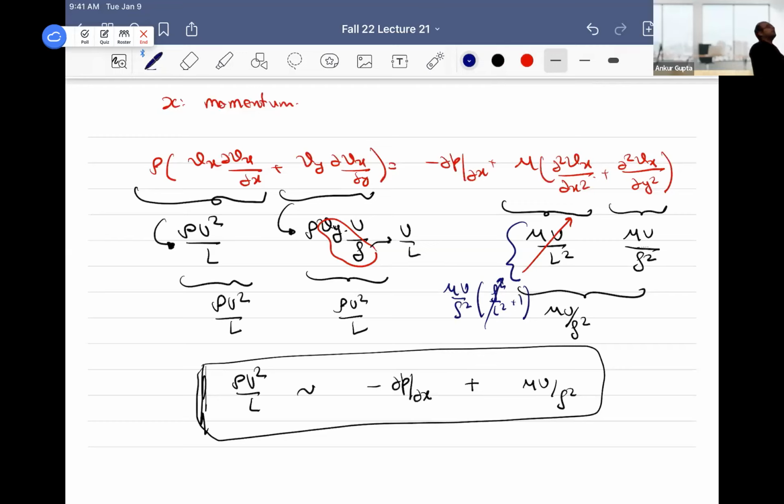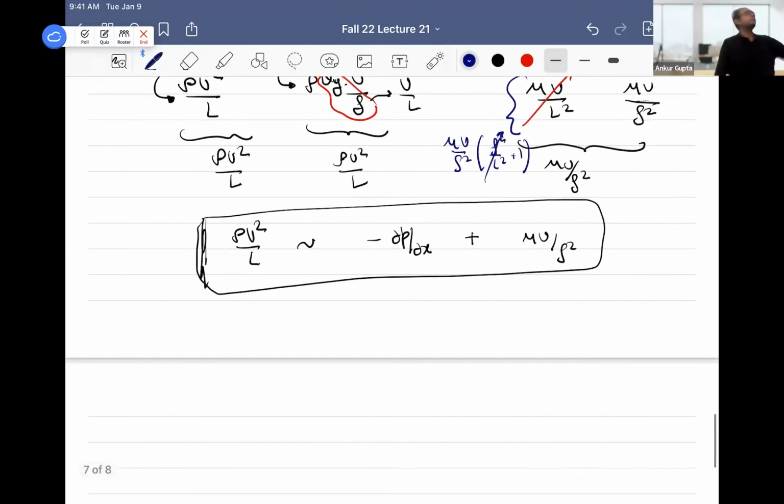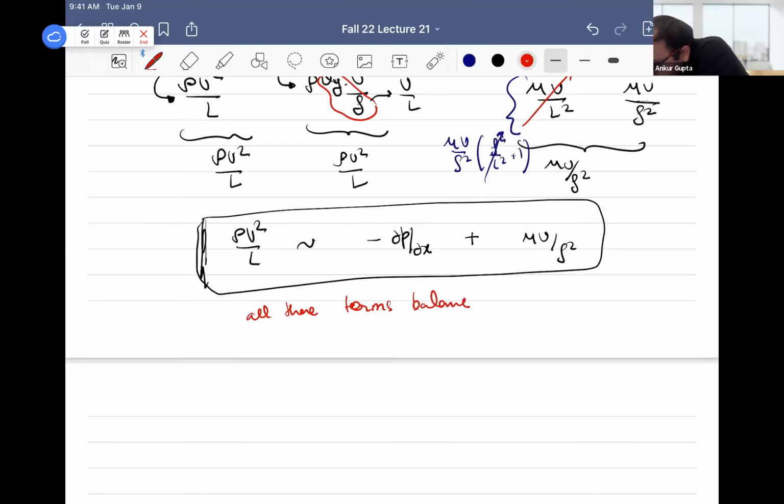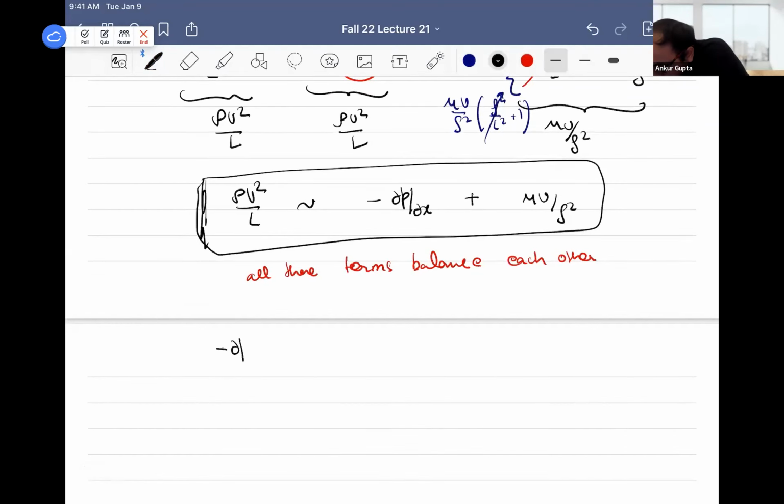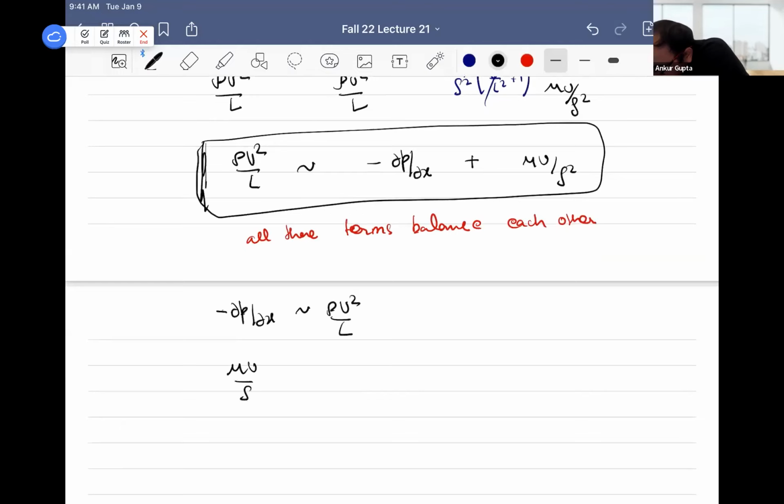Now, very important here is that at this scale, all three terms are in balance with each other. Remember in the case of lubrication, and that was the question asked, can I use lubrication? We could just drop the left hand side because we were dividing it and showing Reynolds number times mass, but we cannot do that anymore. So all three terms balance each other. That means that del P by del X goes as rho U square by L, and mu U by delta square also goes as rho U square by L.